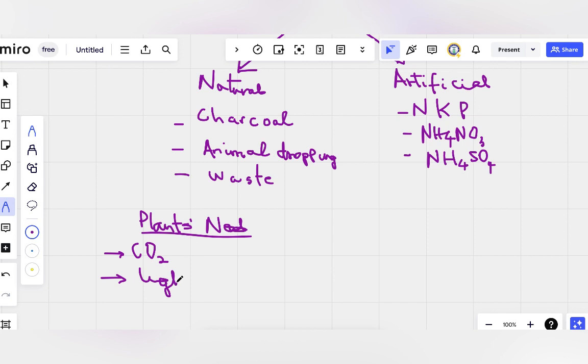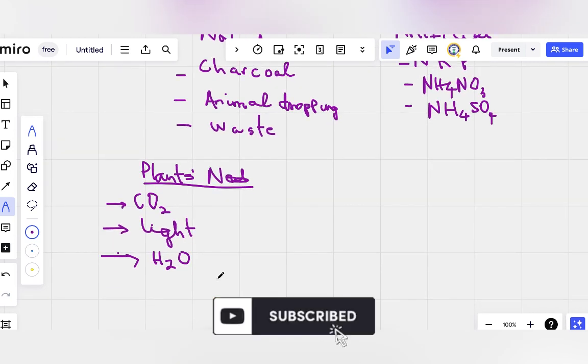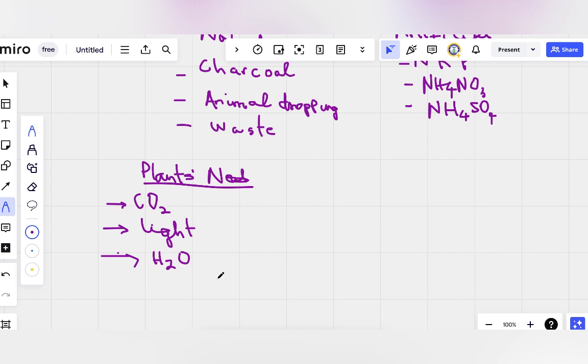And not only do they need carbon dioxide and light, plants also need what? They also need water. So instead of writing water, we write the symbol H2O. Plants also need water. So these are specific needs for plants, so that they can continuously manufacture their own food and be able to store food which we eventually get hold of.